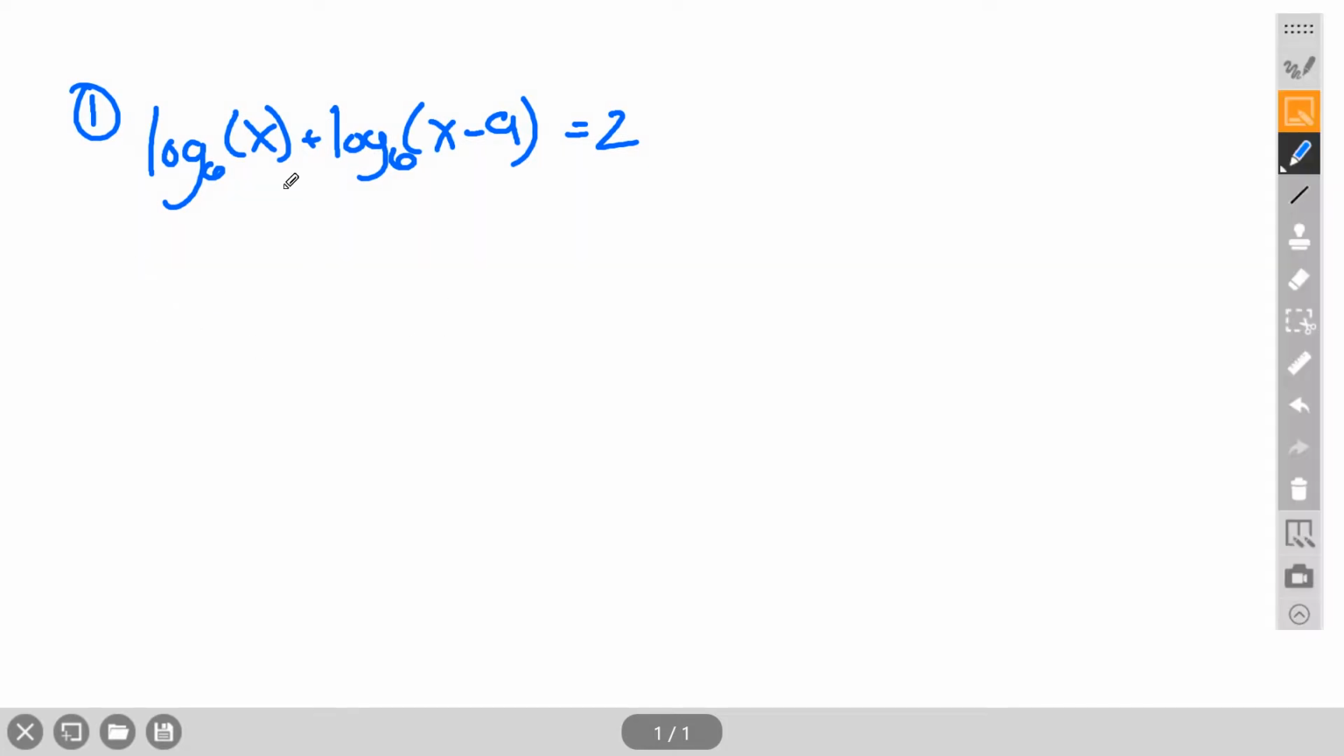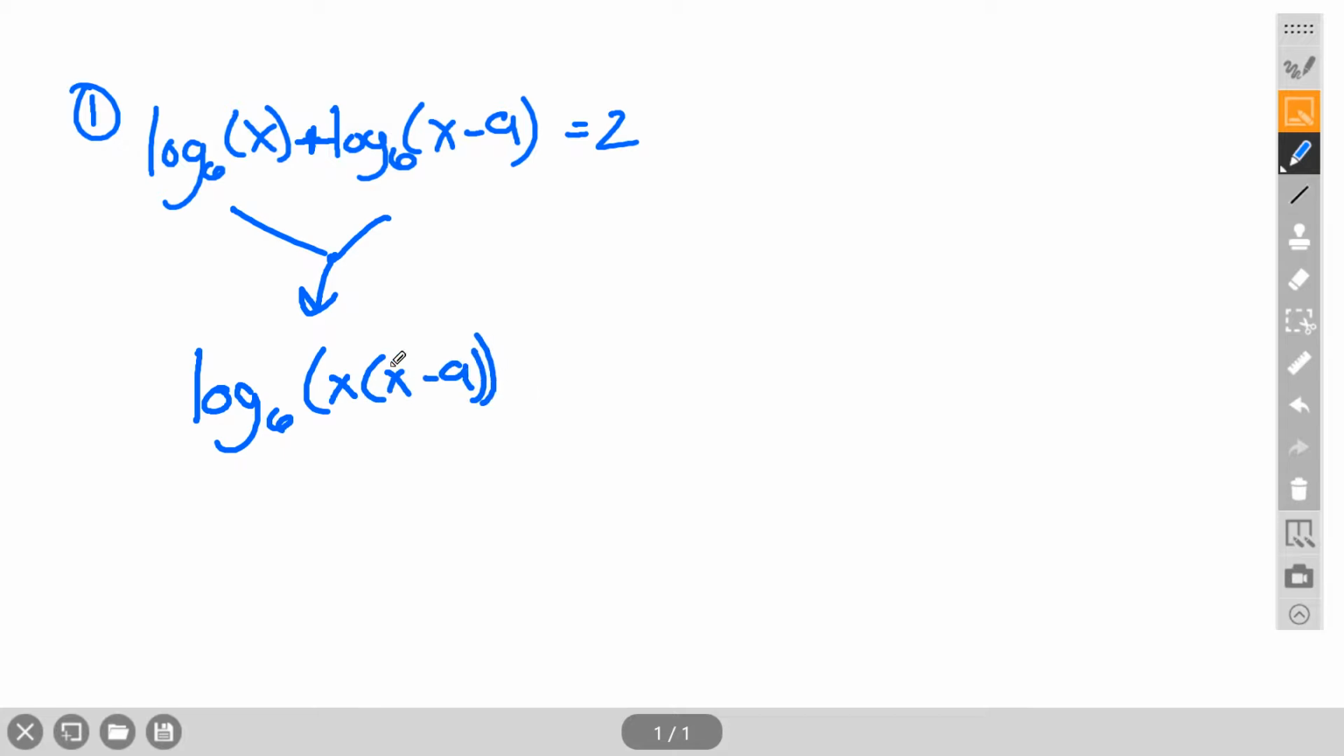Alright, so this would be the product property. We have addition between the two logarithms, so we can combine those into a single logarithm, log 6, where the arguments are multiplied together, where x and x minus 9 are multiplied together to be x times x minus 9 equals 2. So this is log base 6 of x squared minus 9x equals 2.